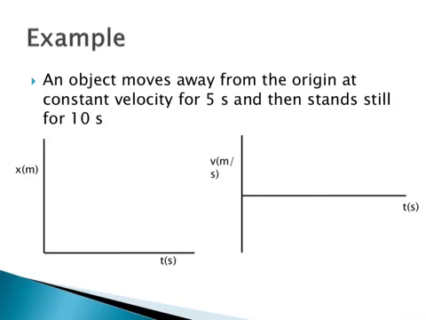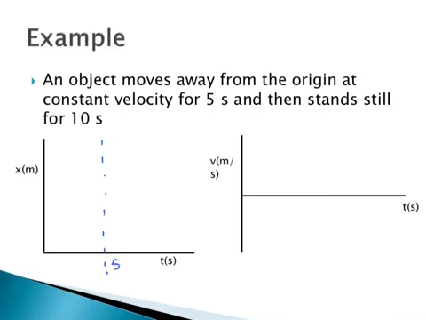We did this example with position and time, and now we're going to take this and apply it to the velocity versus time graph. So what we have is an object moving away from the origin at a constant velocity for 5 seconds, and then standing still for 10 seconds. On this graph, I'm not going to draw the time intervals, but I'm just going to quickly sketch it. Let's say that this right here represents 5 seconds.